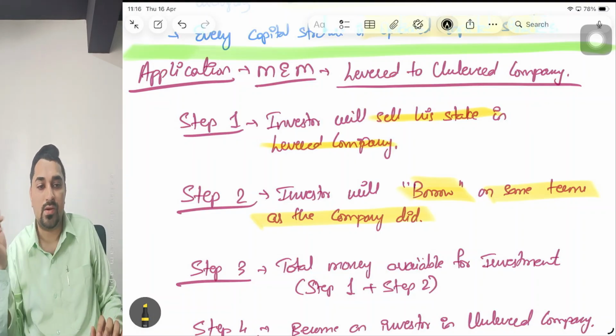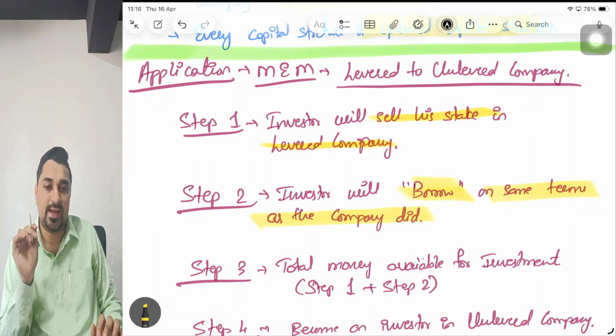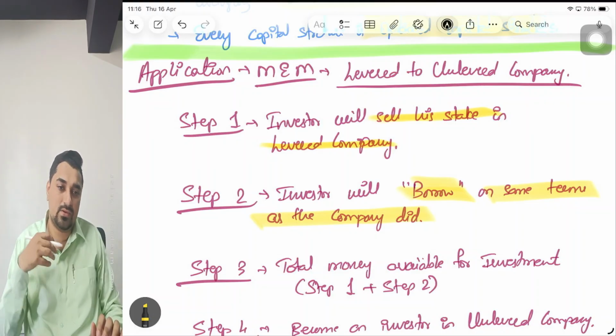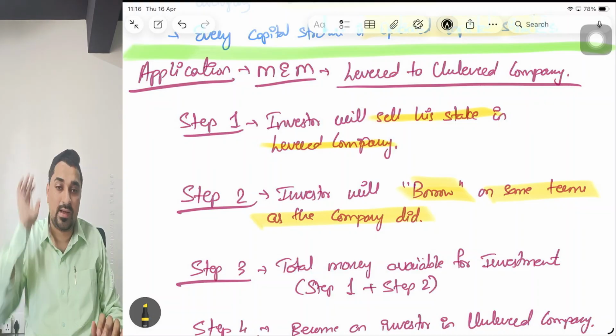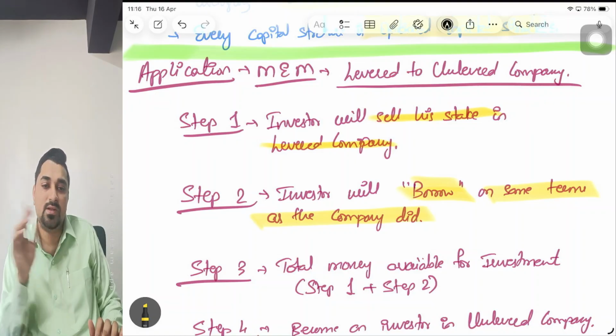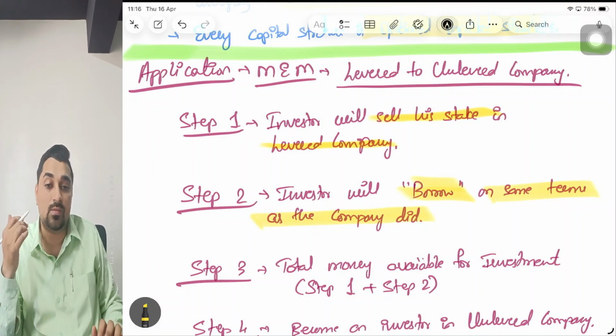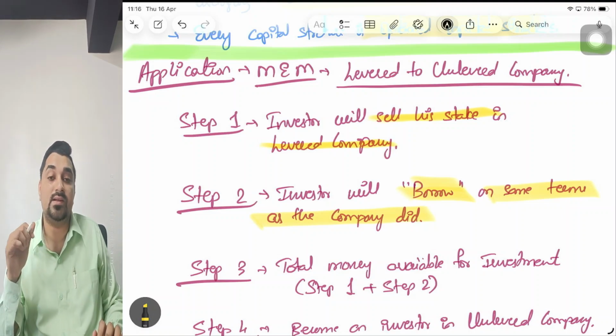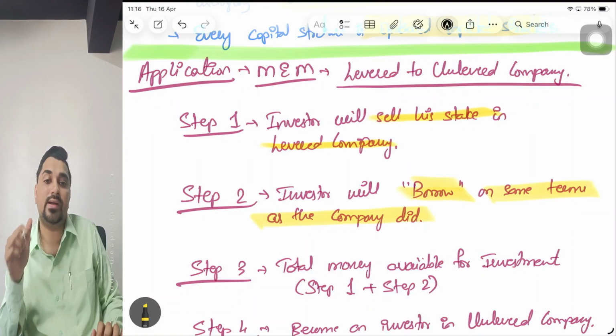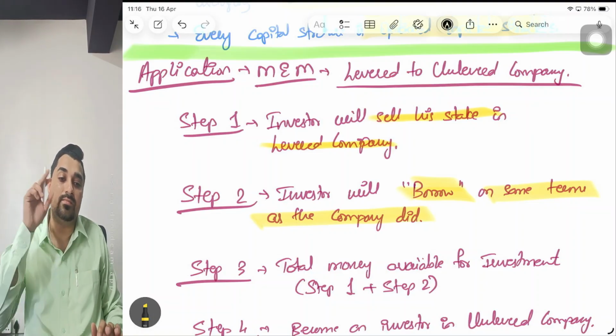Correct? Now I'm going to an unlevered company which does not have any debt. Now I'm a person who used to have debt on my head. But in the new company, there is no debt. But without debt, I cannot sleep. So what I will do, I will borrow money in my personal capacity. But at what terms, what interest rate? Exactly as my company had.